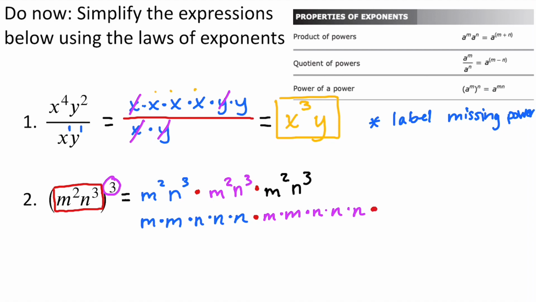Then we've got our third part of the problem, m squared n to the power of 3, so that's m 2 times, and then n 3 times. So that's it completely expanded out, and now we're just going to count what's repeating.